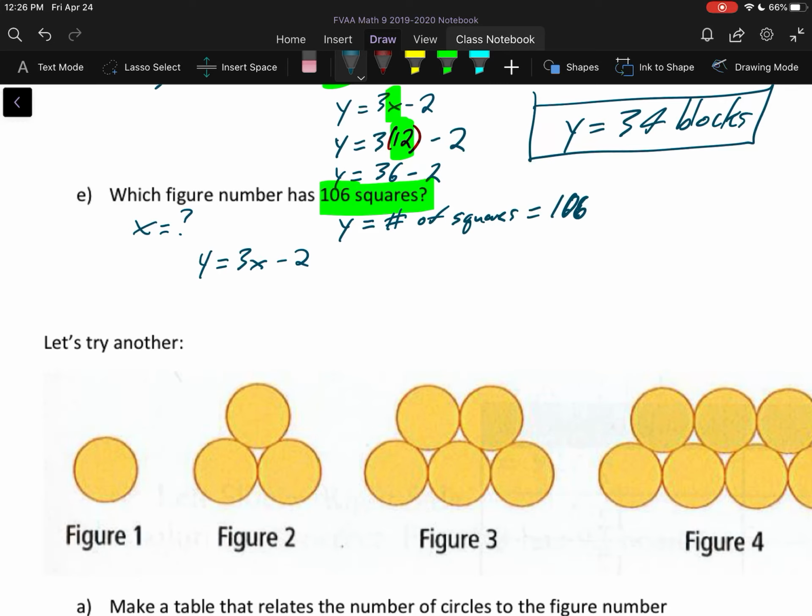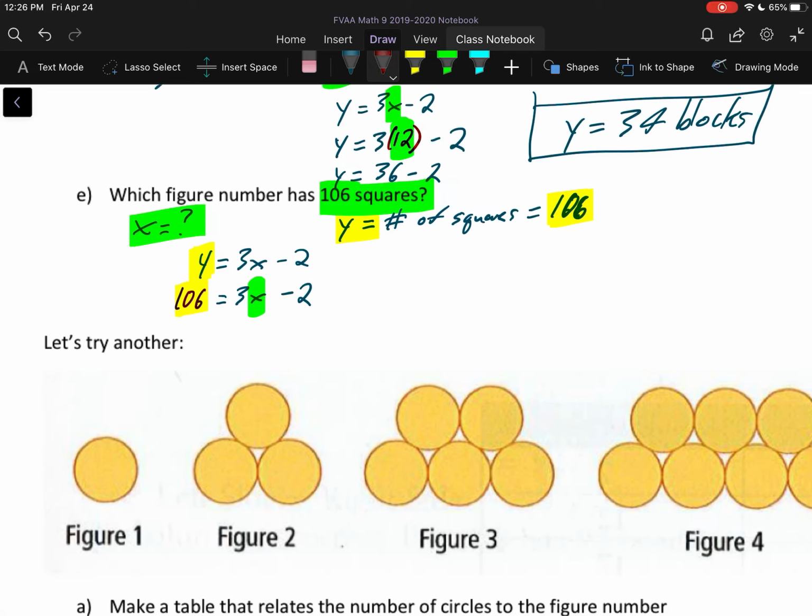I'm going to substitute y for what I know y to be equal to. So 106 is equal to 3x minus 2. Now here I'm going to use some algebra. In order to solve for this equation, I need to solve for x, right? That's what I'm looking for here. And here I substituted y for what y was equal to.